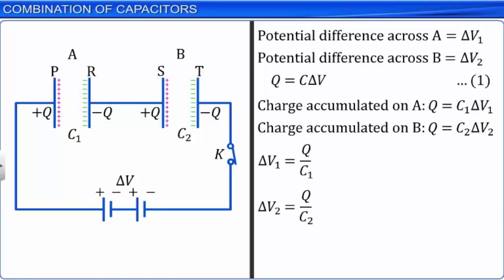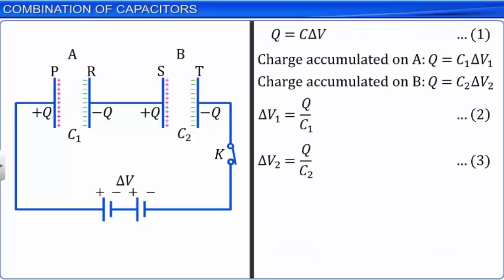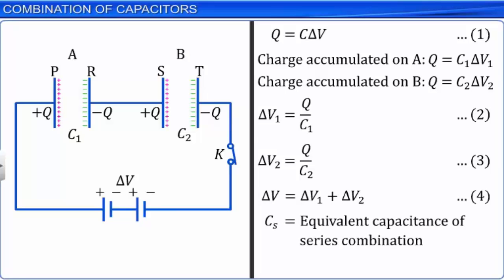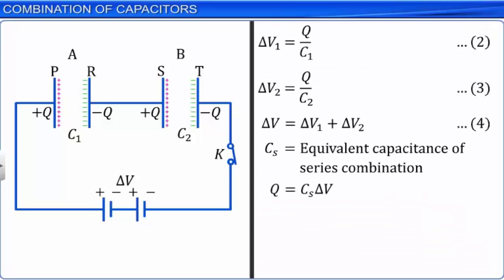In general, the total potential difference across any number of capacitors connected in series is the sum of the potential differences across the individual capacitors. Hence, the total potential difference offered by the battery, delta V, is equal to delta V1 plus delta V2. Let this be equation 4. Let Cs be the equivalent capacitance of the series combination of the capacitors. Then, we have charge Q is equal to Cs delta V. From this expression, we get delta V is equal to Q by Cs. Let this be equation 5.